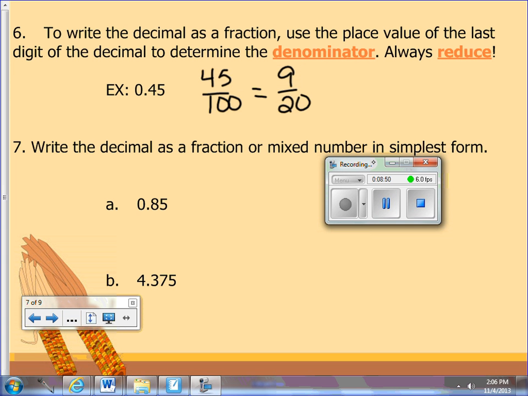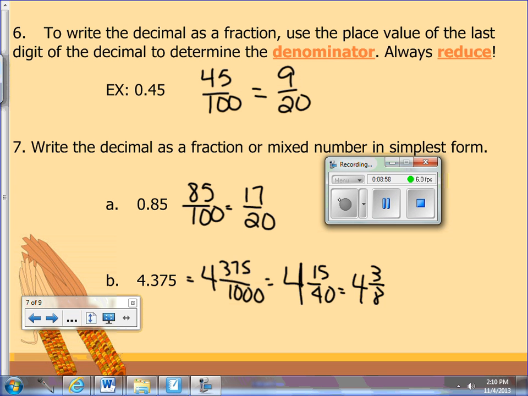A and B, I'm going to pause the video, let you set it up, reduce it to its simplest form. And you'll notice on A, we had 85/100 and wrote it in fraction form, as you read it. We reduced it to 17/20. B, we had 4 and 375/1000. We first reduced it with a common factor of 25. Then we reduced it again finally to 4 3/8.